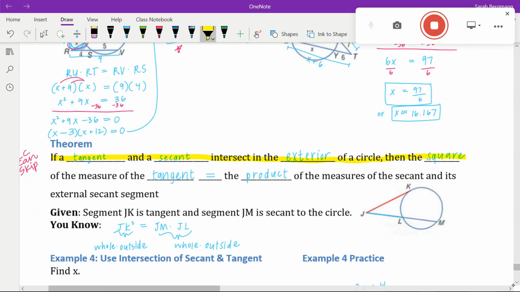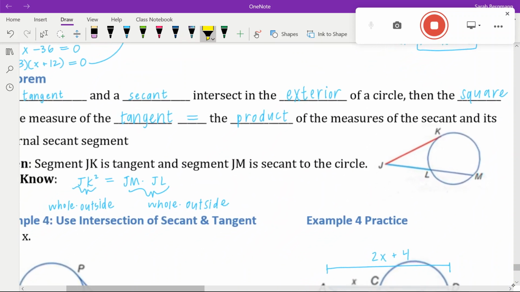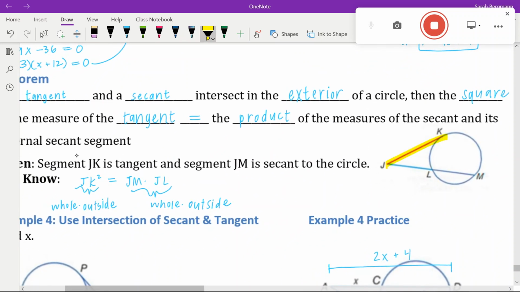Here's what you know. The square of the measure of the tangent is equal to the product of the measures of the secant and its external secant segment. Let's talk about what this means. So if you had this figure here, JK is obviously the tangent because it's only intersecting the circle at one point. JM is the secant because it's intersecting the circle at 2 points, L and M.